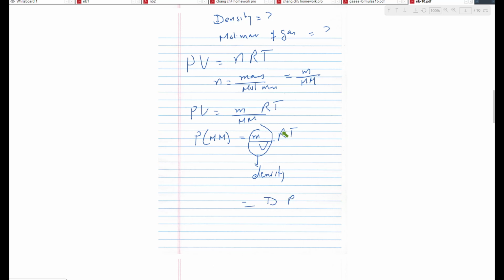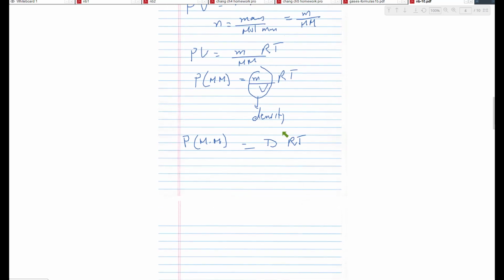But the problem is, can I use this? Is it possible? Because I don't know the molar mass, how can I get the density? They are asking for both of them. So the formula is not going to work here. But we can do it another way.